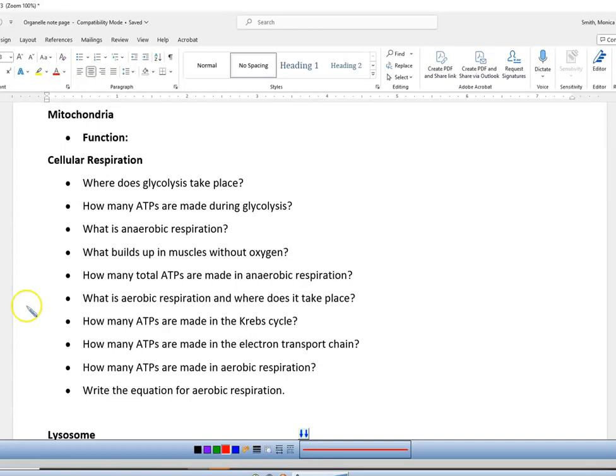And so where does glycolysis take place? It takes place in the cytoplasm. Okay, how many ATPs were made during glycolysis? You had 2 ATPs made during glycolysis. So what is anaerobic respiration? That means without oxygen. Okay, what builds up in your muscles if you don't have oxygen? You get lactic acid, and it does cause pain in your muscles.